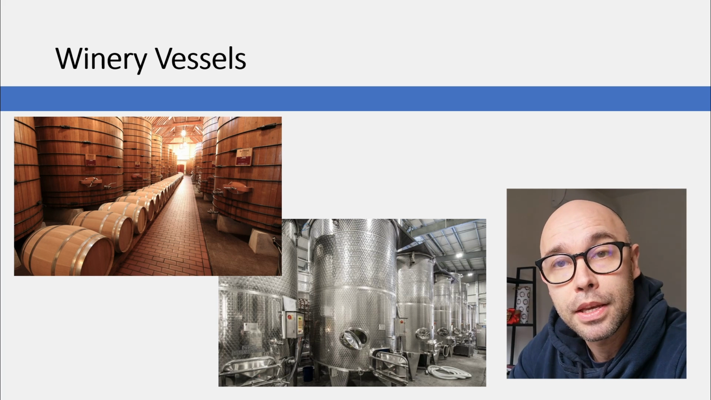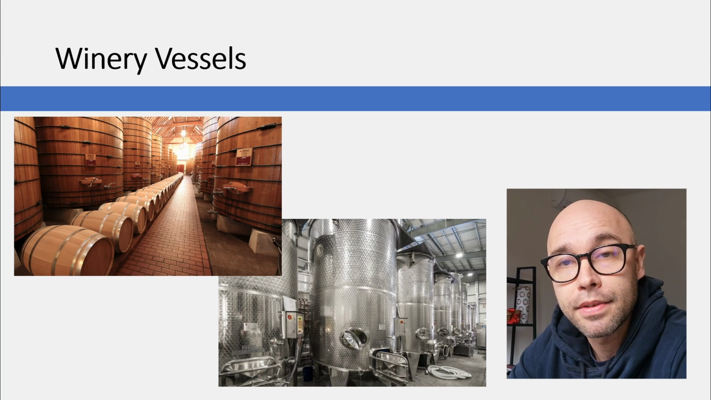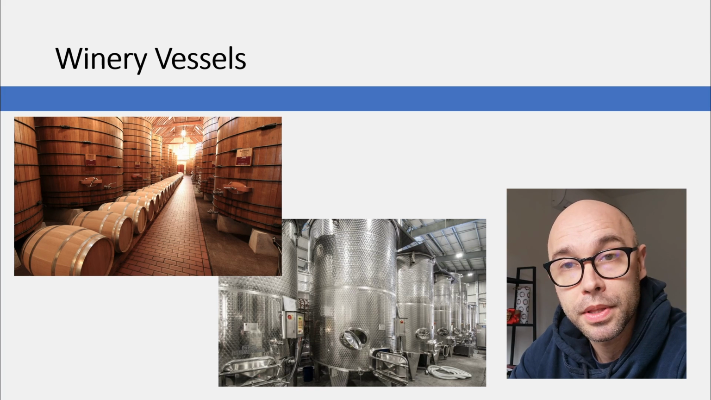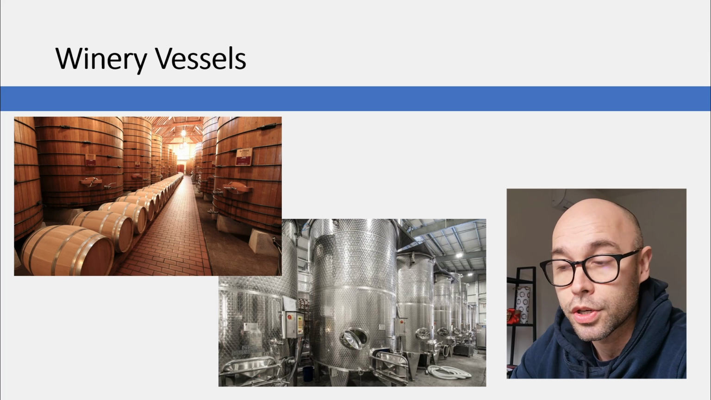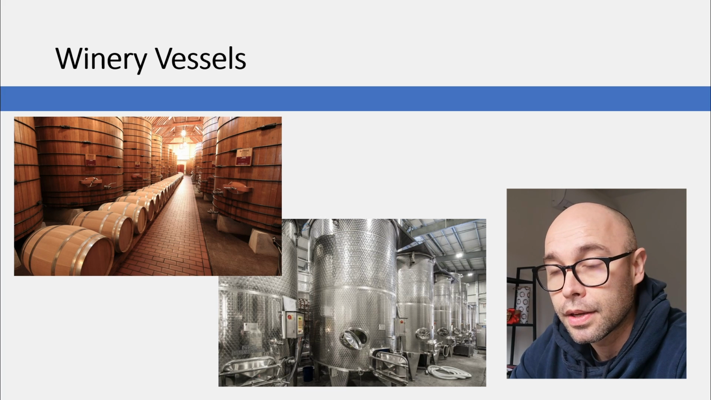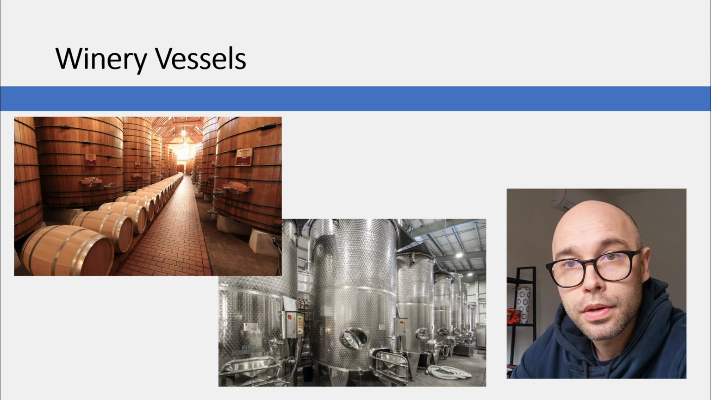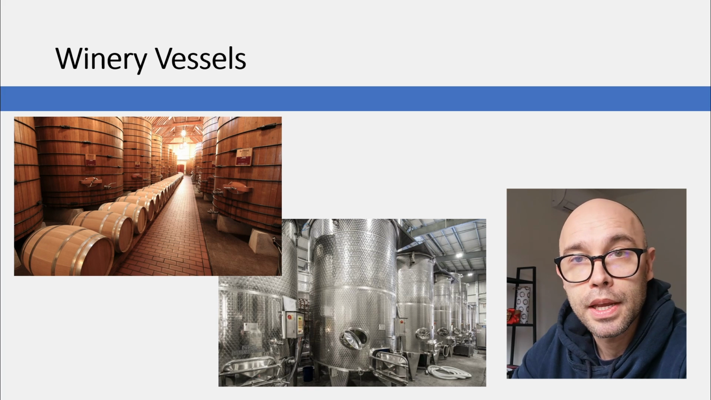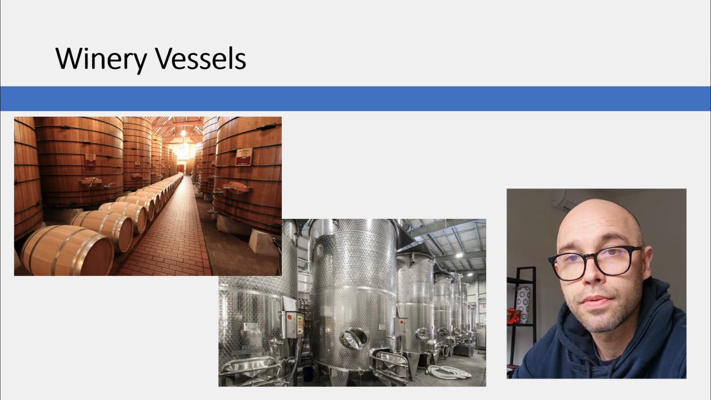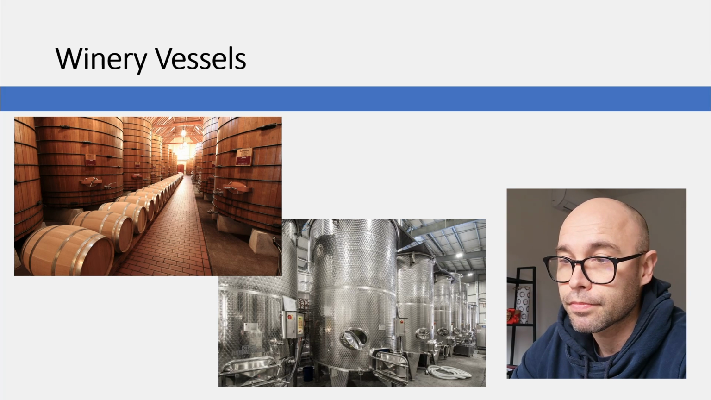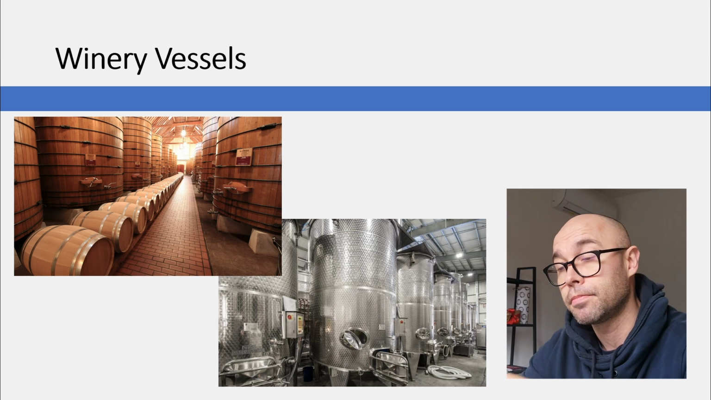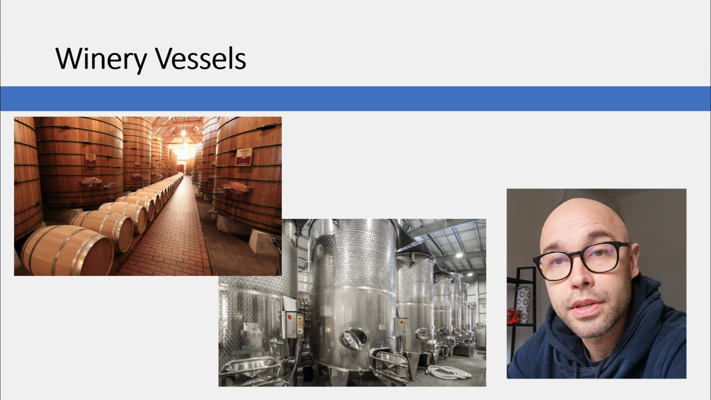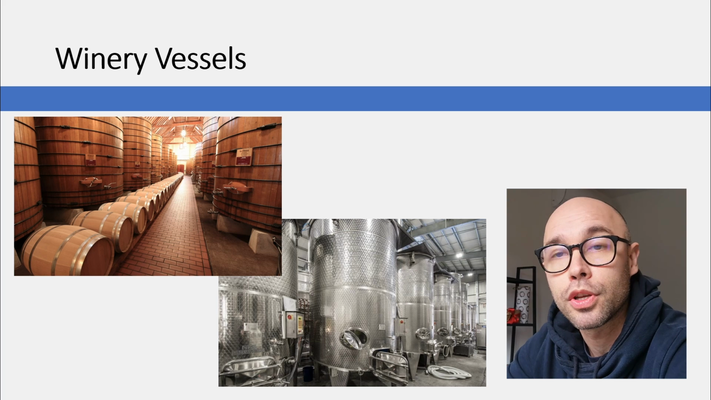Stainless steel vessels can be used for wine fermentation, and they can also be used for wine storage. On the other hand, oak can also be used for wine fermentation. It can also be used for wine aging. There are two main reasons why you're going to use oak.